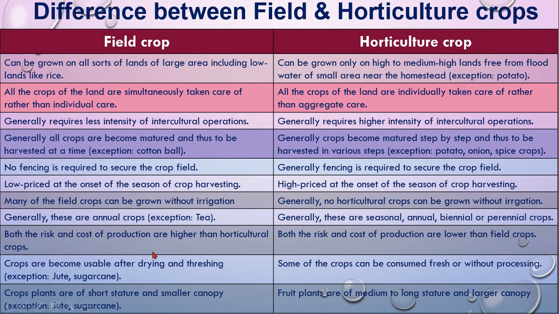Cost of production is high here, but sometimes less there. And here you can consume straight, while field crops you cannot consume straight, you have to process them, like drying and threshing, but here you can consume without processing. And in horticulture crop, the branches and canopy are large and more, but field crop has a small type of canopy.